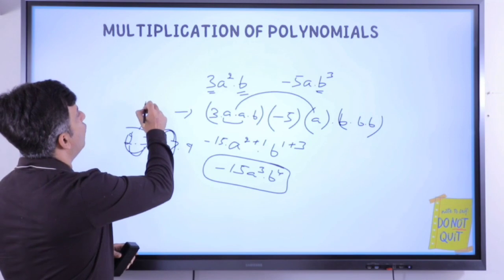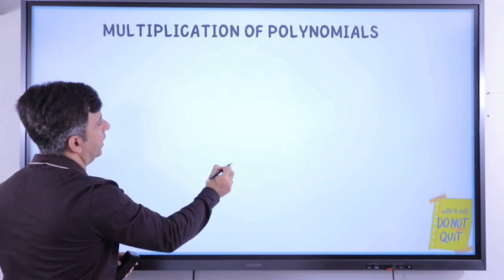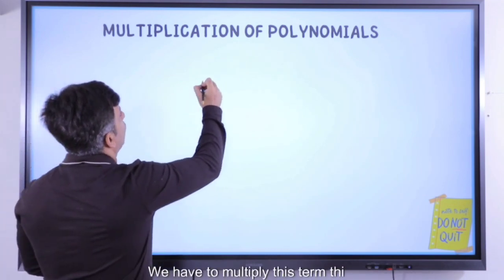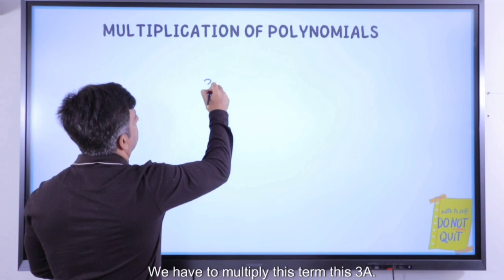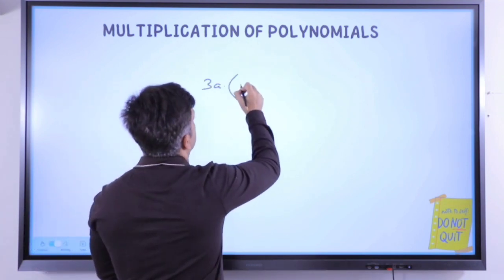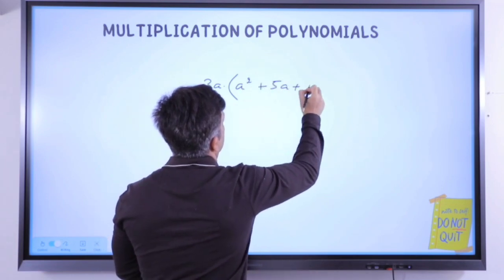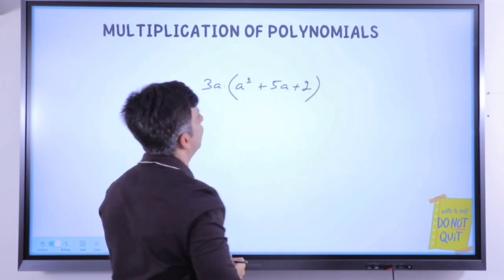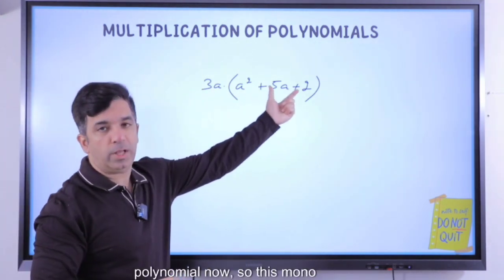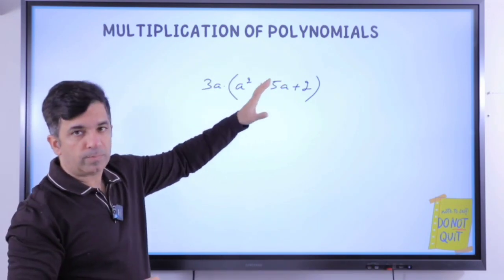So now let's move one step ahead. Let's say we have to multiply this term. This 3a is to be multiplied with a square plus 5a plus 2. So this 3a is to be multiplied with this polynomial now. So this monomial is to be multiplied with this polynomial now.